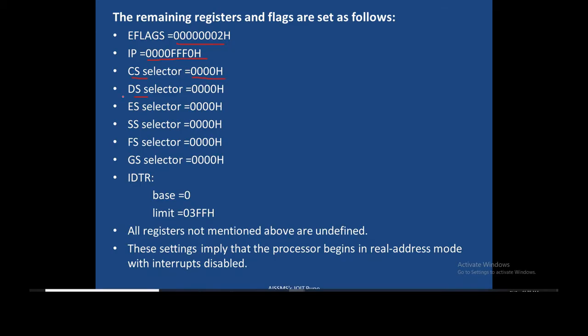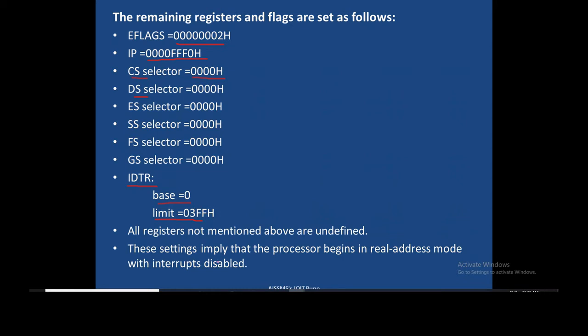So CS, DS, ES, SS, FS and GS registers are used for what? They contain the base address of the corresponding segments. If I say CS, it contains the base address of the code segment. Then the next is the IDTR register, which is also a system register. The initial value of the base of that register is 0 and the limit is 03FFH. The other registers which are not mentioned here are all undefined.